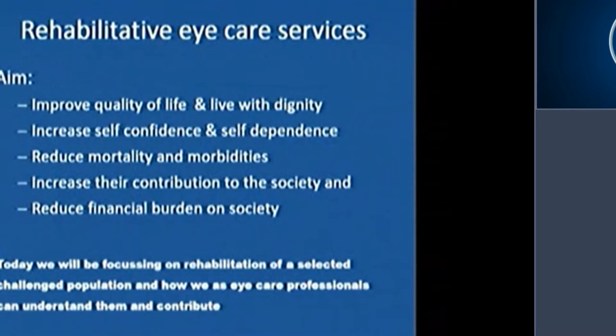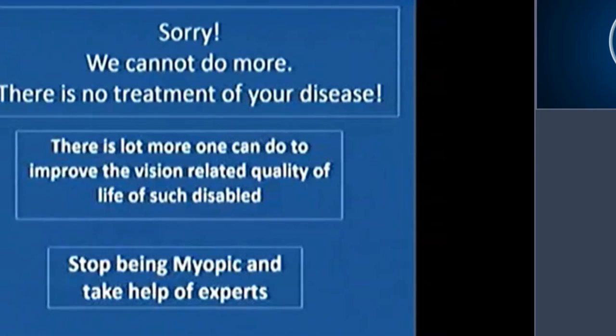The aim of rehabilitative services is to improve the quality of life so that a person with a disability lives with dignity. He increases his self-confidence and becomes less dependent upon other people. Evidence has shown that it reduces mortality and morbidity among disabled people. They start contributing to society positively and become less and less of a financial burden on society. Rehabilitation is a wide subject, with 2 years of training for a super specialty. I'm going to touch only one component related to our day-to-day services, and that is low vision disability.